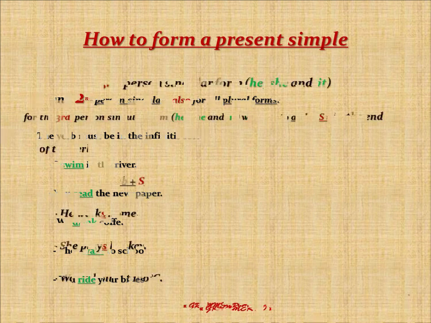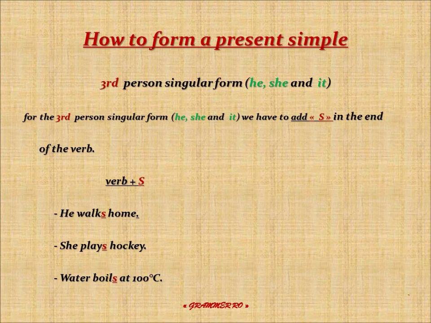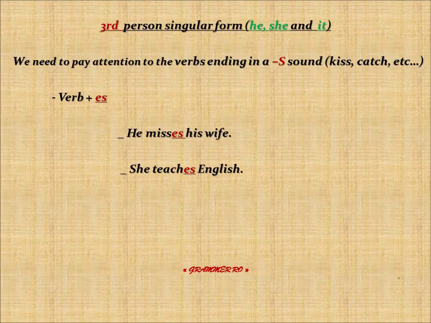And for the third person singular form, he, she, and it, we have to add s at the end of the verb. For example, he walks home. She plays hockey. Water boils at 100 degrees Celsius.